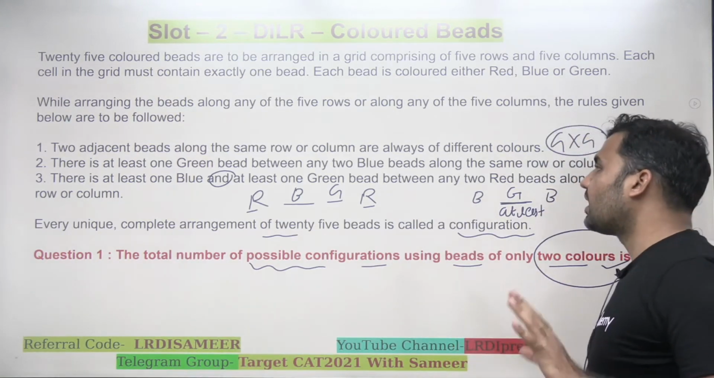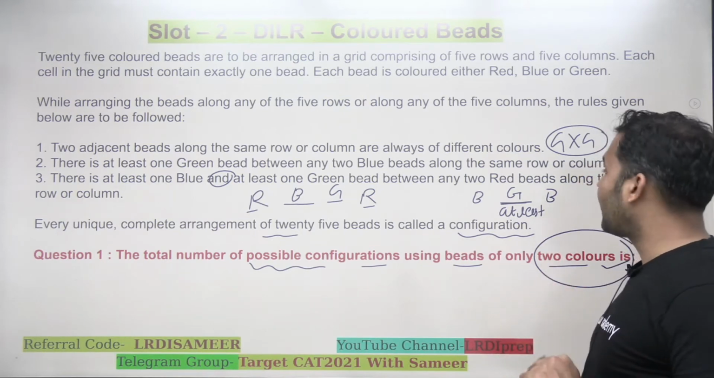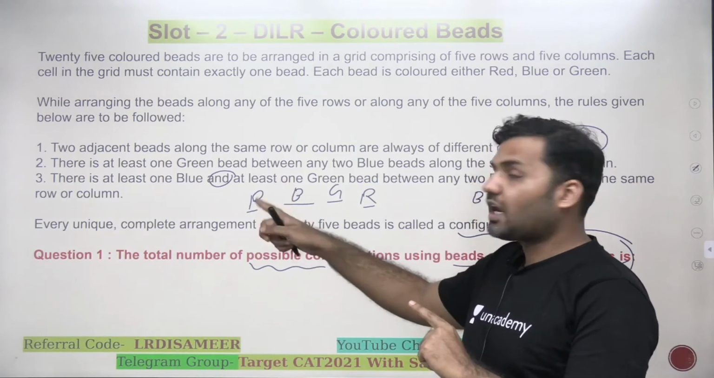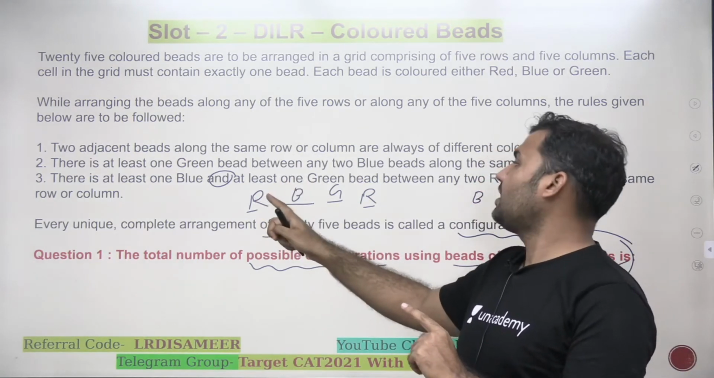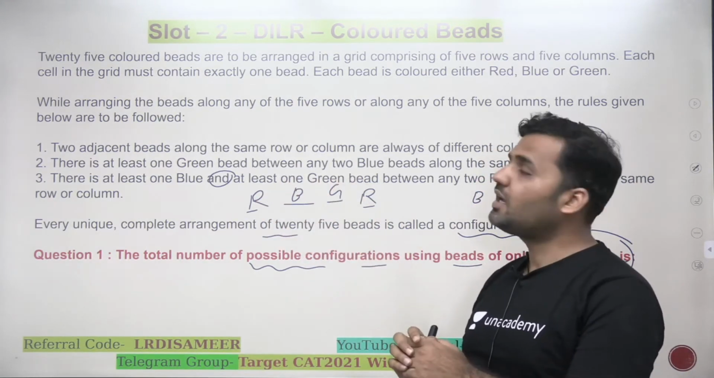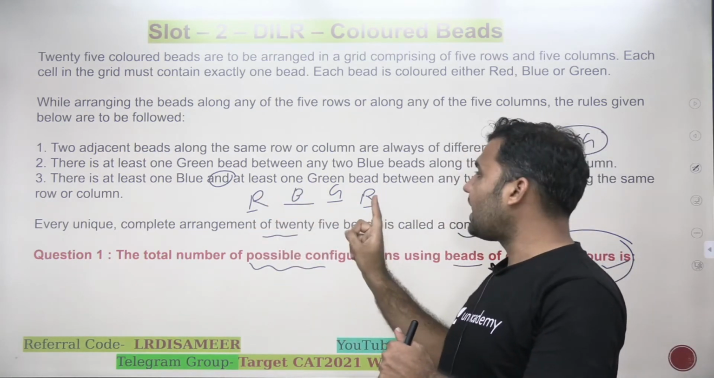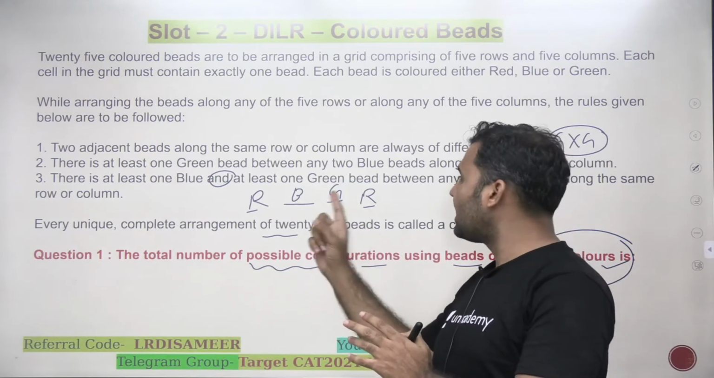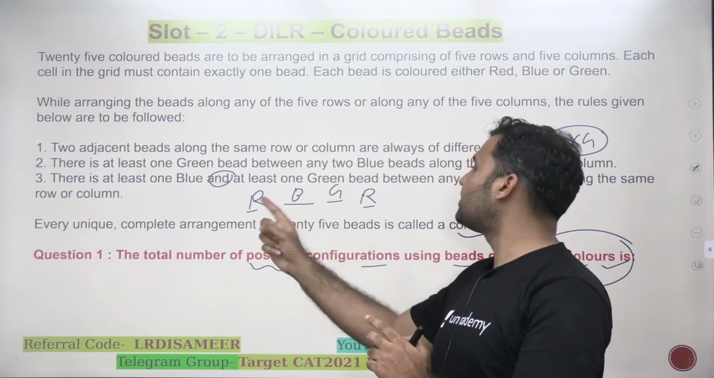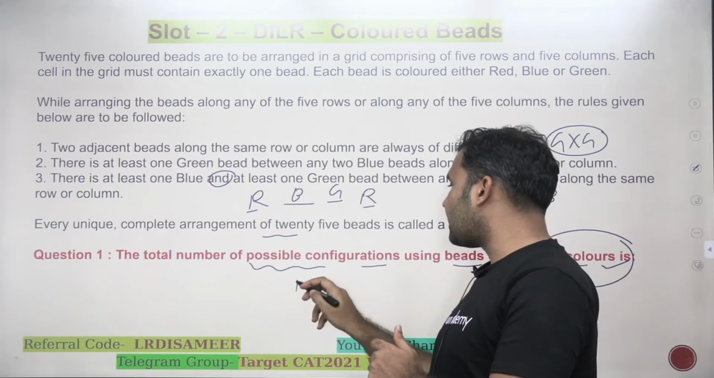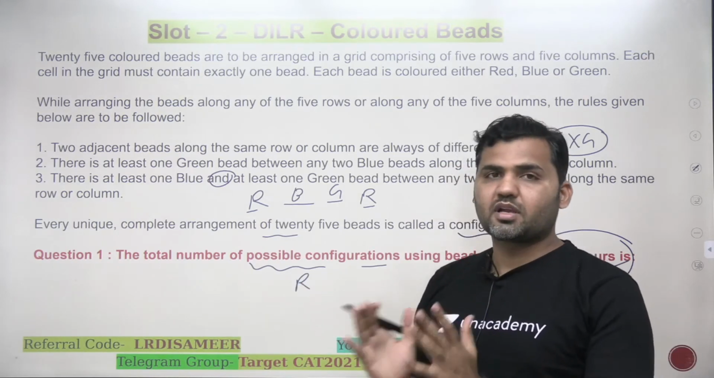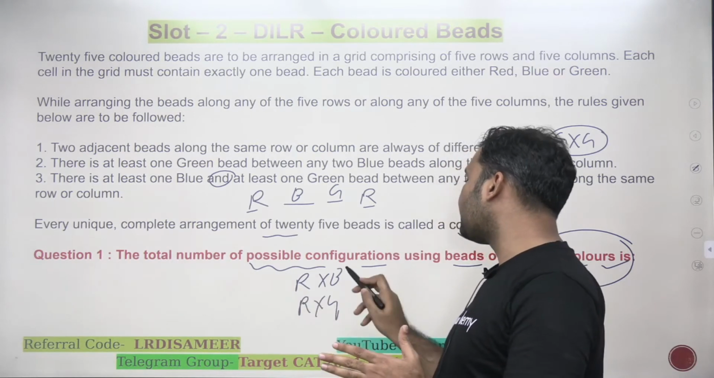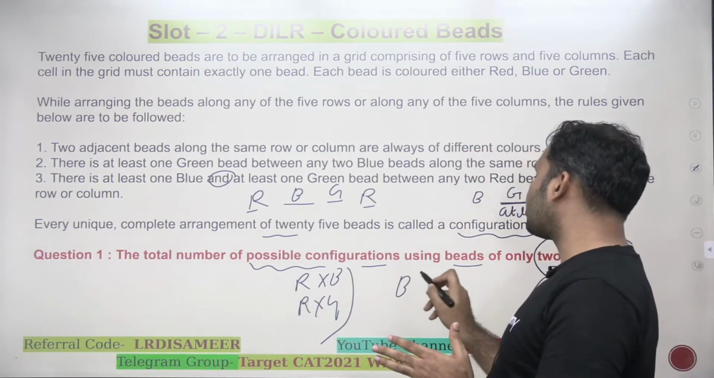If more than two colors cannot be used, then you can clearly see that red cannot be combined with only blue. Why? Because between two reds, I need one blue and one green. That means both colors should be present between two reds. So it is not possible to make a configuration with red and blue, or with red and green. The only possibility is to make the beads with blue and green.